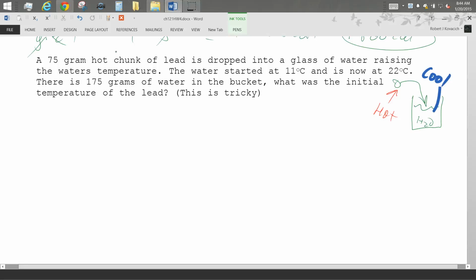Tell me why the water temp doesn't keep going up. And when does the lead's temperature stop going down? So there's the very first key to this question: the lead's temperature and the water's temperature, final, are going to be the same number. We okay with that?